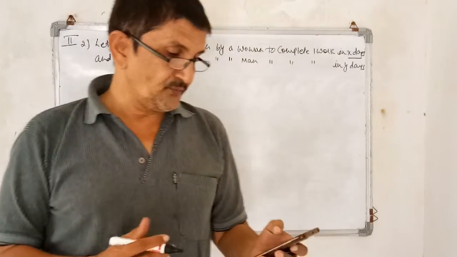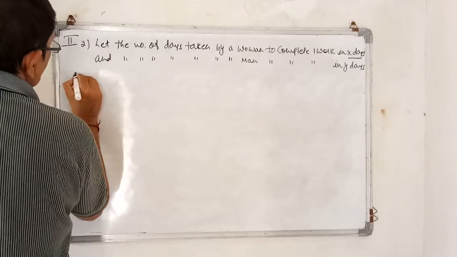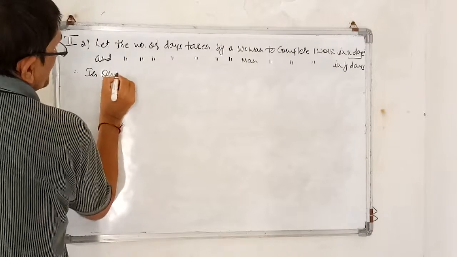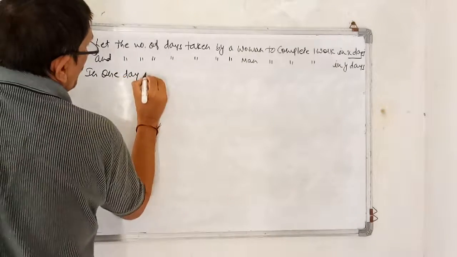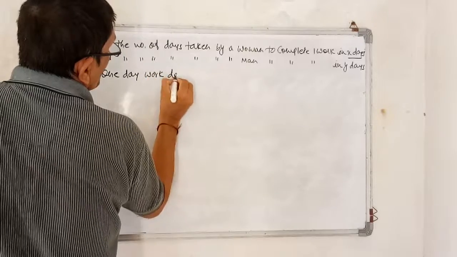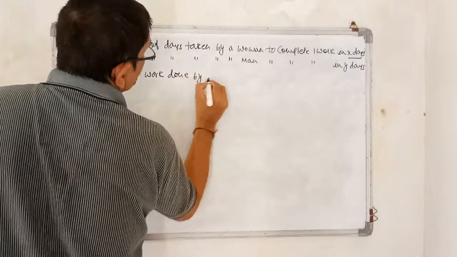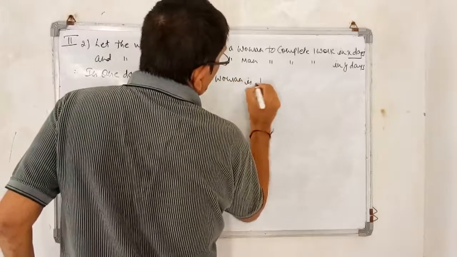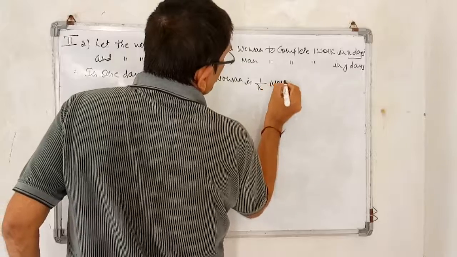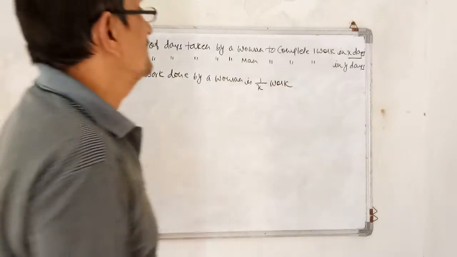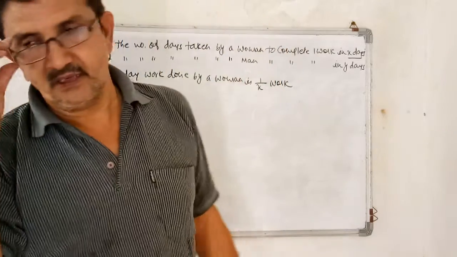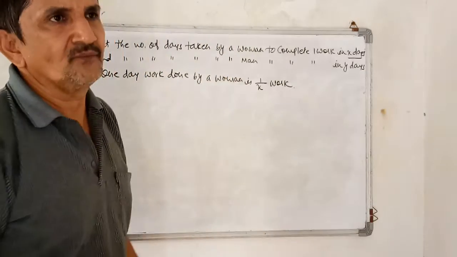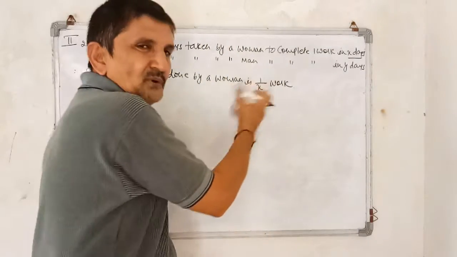So therefore here we can say that in one day, work done by a woman is 1 upon X work. Means suppose here we can say that the woman is capable to complete the work in 20 days, suppose. Then in one day how much work will she complete? 1 upon 20 work.